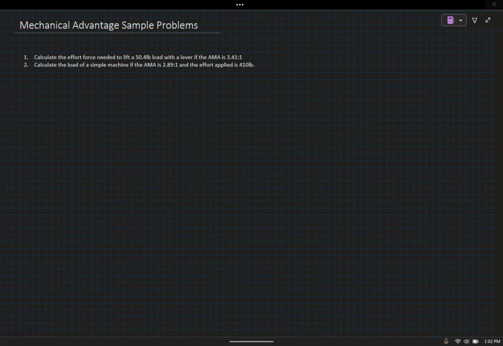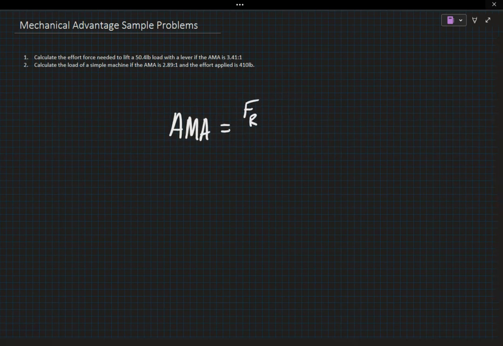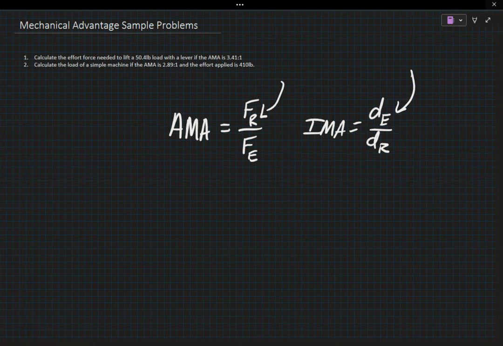Before we do anything, let me remind you that the AMA equation, actual mechanical advantage, is equal to FR divided by FE. Now, this is different than the IMA equation. The IMA equation has dE divided by dR. And you might be wondering, why is it backwards? Why is the R on top here and the E is on top here? Well, that's actually really easy to explain.